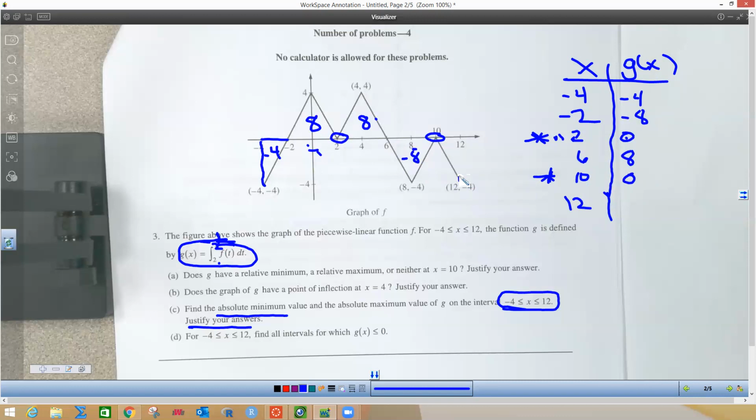And then my last area is going to be this one right here, which is 4 times 2, which is 8. And half of that is -4. I'm doing the area of a triangle, by the way. So 0 minus 4 makes this -4. So these are my points.